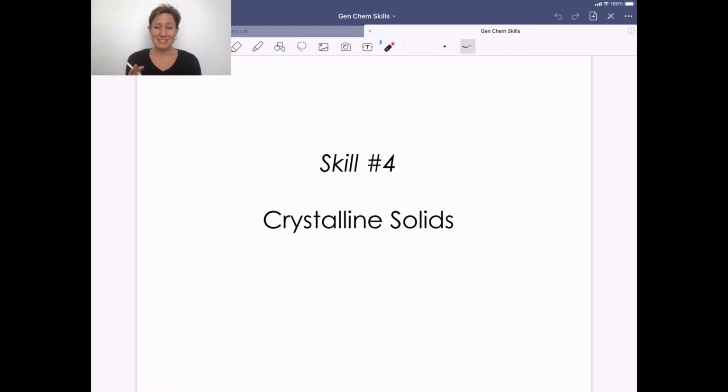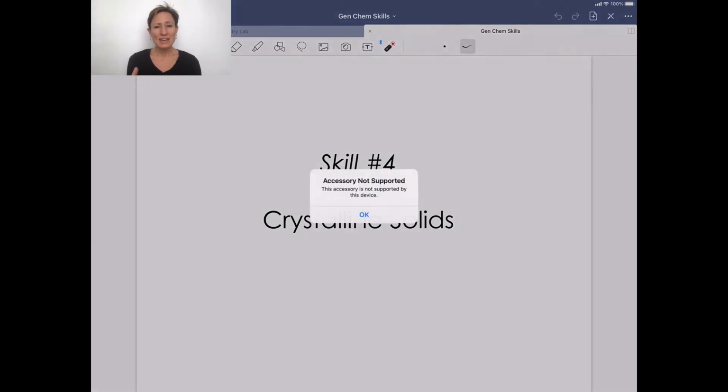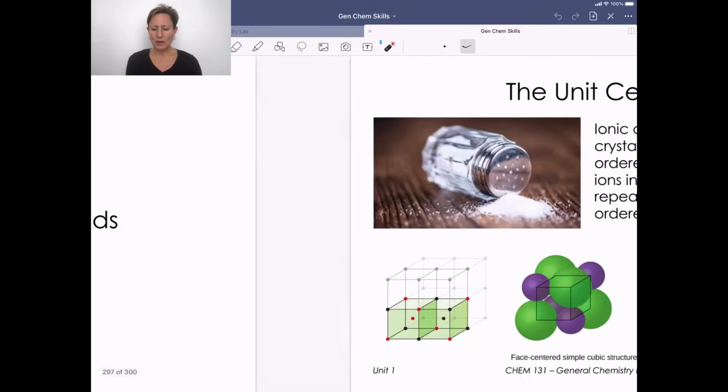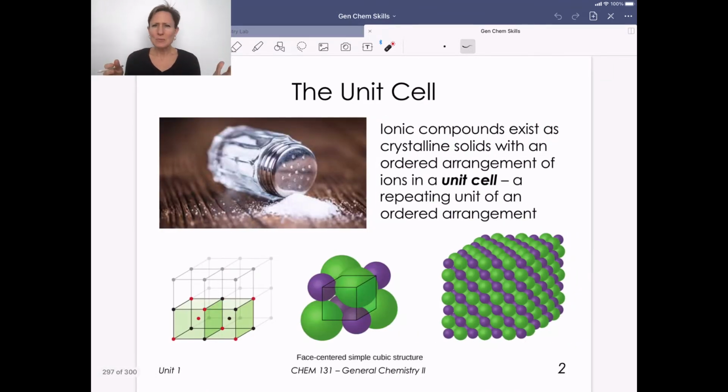So our last skill in our first learning unit on intermolecular forces and phase changes has to do with crystalline solids. You're actually going to spend a good bit of time in lab practicing this, so I'm not going to spend a ton of time in lecture going over things. But when we think about ionic substances, when we think about crystalline solids, we can think about something called the unit cell.